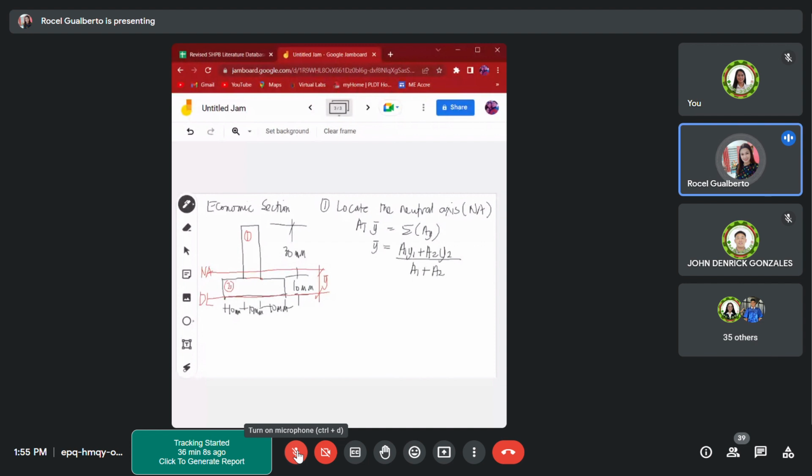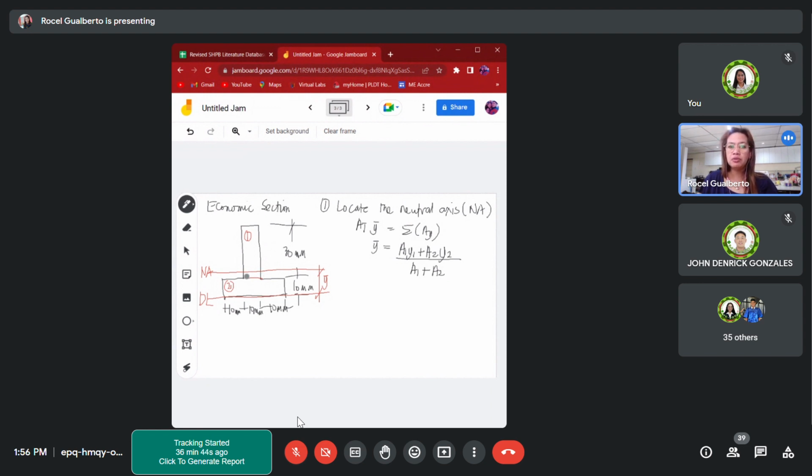Okay, so let me continue. For your y bar, again, your distance y bar is the distance of your neutral axis from the datum line. Okay, so to determine that, we use the equation A total y bar is equal to summation of AY. Yung summation of AY po, kung gaano po kadami yung part na dito na ginamit natin, ganun po kadami yung AY. Katulad po nito, dalawa pong parts yan, so dalawang AY po yan. Area 1, Y1 plus area 2, Y2.